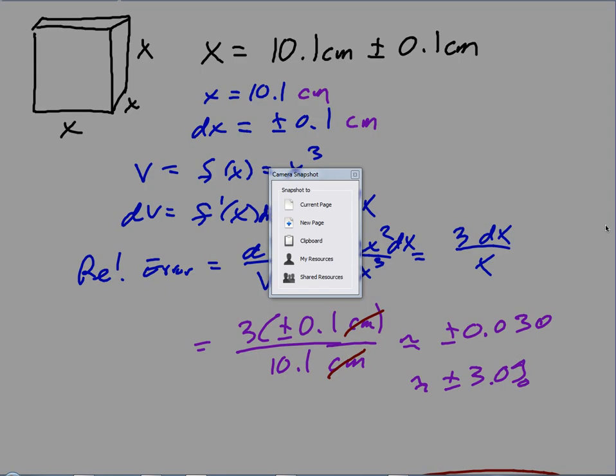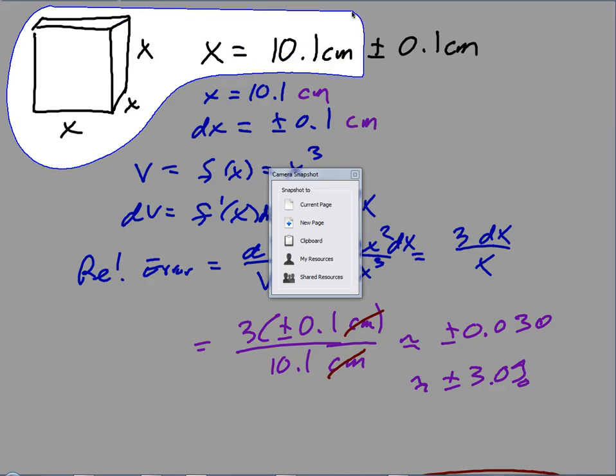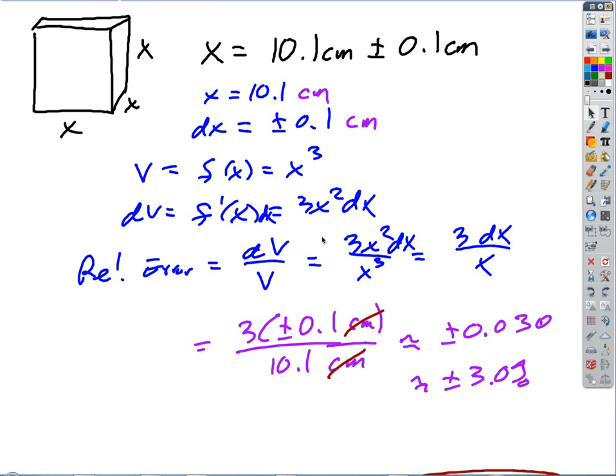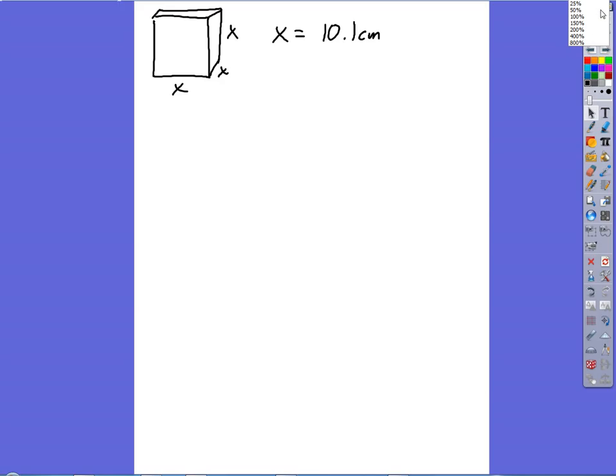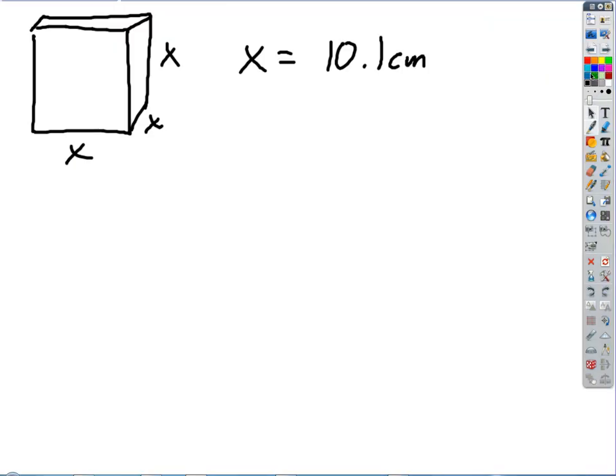So if we change this problem around a little bit then, how could you approach that? Solve for the dx. Okay, so now, yeah, good. So this time we're saying that dv over v has to be less than or equal to, what did I say it was? 2%?